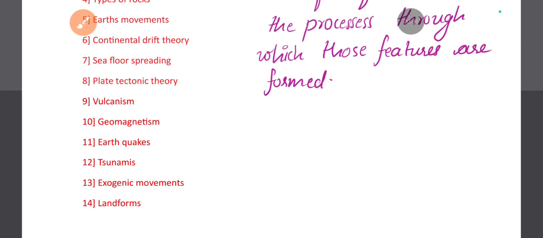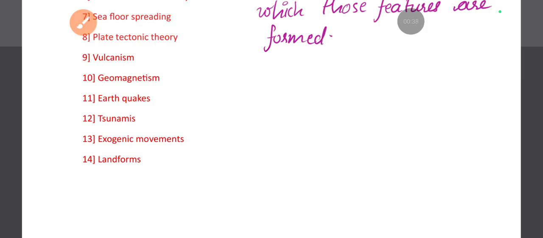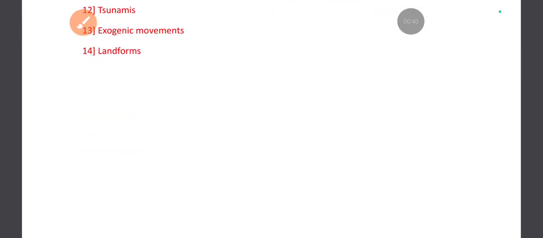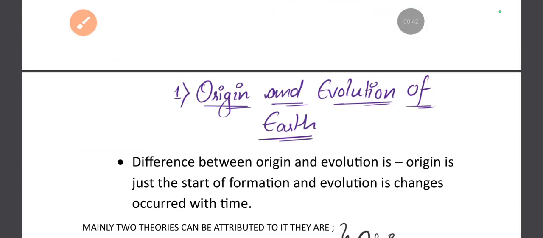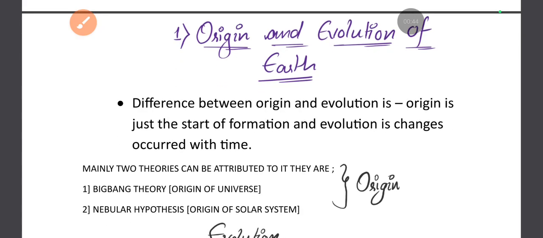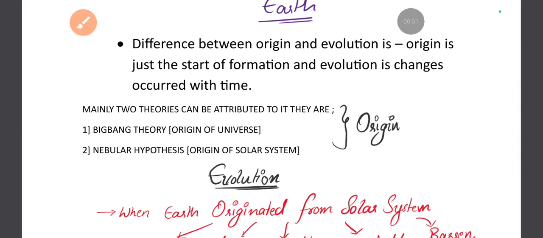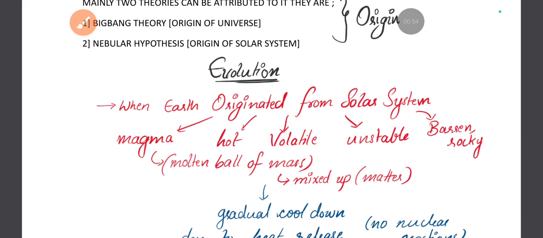Then I have told you what are the different topics that we are going to deal with as part of geomorphology for the UPSC, and then I've directly jumped to the first topic, that is origin and evolution. I've told you that origin and evolution are two different terms. We have already read about the origin of the earth through theories like the Big Bang theory and nebular hypothesis. So I've directly jumped into the evolution part in the last class.